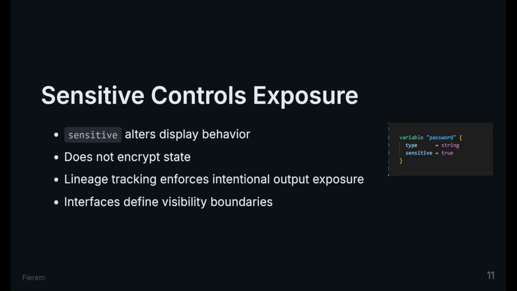A clean interface also protects visibility. Marking a variable as sensitive does not encrypt state. It alters display behavior. Terraform tracks lineage. If sensitive data flows forward, Terraform requires explicit confirmation at outputs. This preserves intentional exposure boundaries. Clean interfaces define not only what enters, but what is allowed to be seen.